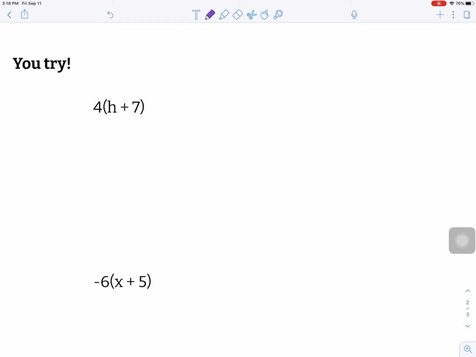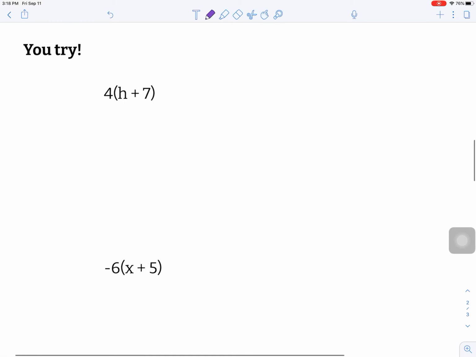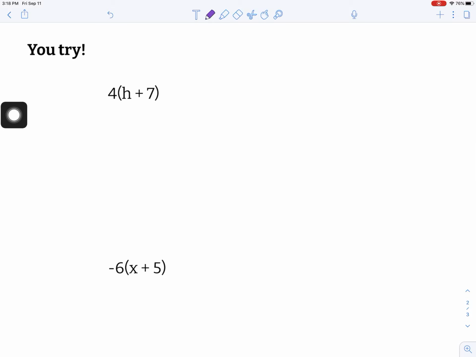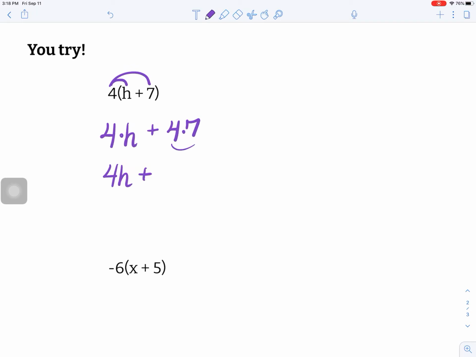So whenever I'm doing the distributive property, I tend to not use the visual example, but if you like the visual example, you can still set it up. I like to use the two little loopities to remind me that this 4 is being multiplied by everything inside these parentheses, right? So the 4 needs to multiply by the h. The 4 needs to multiply by the 7. We find our total by adding. So 4h plus 4 times 7 is 28.